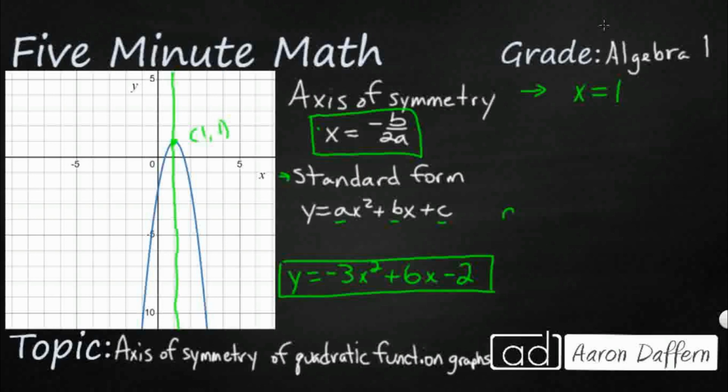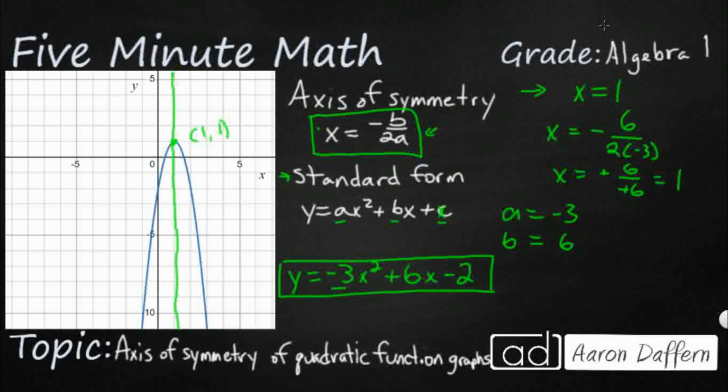In this case, a equals negative 3, and b equals 6. We need those two. We don't necessarily need the c. That doesn't help us right here. So let's plug that in. We can say x equals negative b, which is 6, over 2a, so 2 times a, which is negative 3. So that's going to be x equals negative 6 over negative 6. The two negatives cancel, so it's just 6 over 6 equals 1.